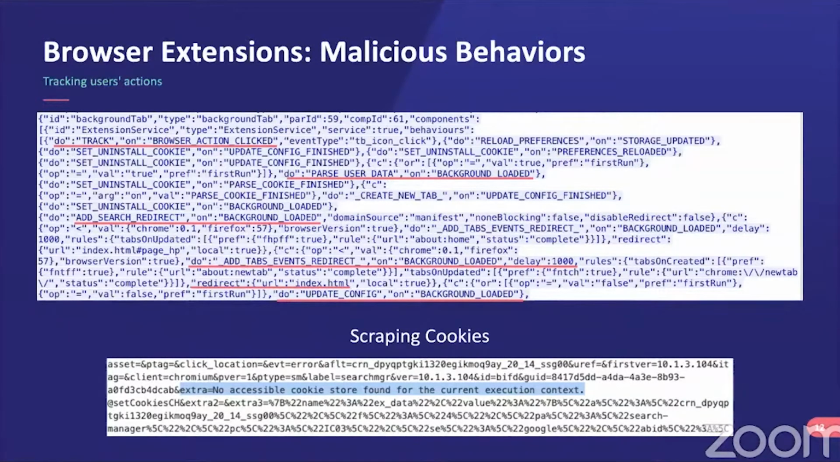But the interesting thing here is, as we can see what's highlighted, they were actively looking for cookie stores and cookies. So they're looking very much for specific items. But as we can see, there's no accessible cookie store found for the current selection or current execution context. So luckily for this user, there's really nothing to be found there. But nonetheless, they're still looking for it and still trying to harvest those cookies.